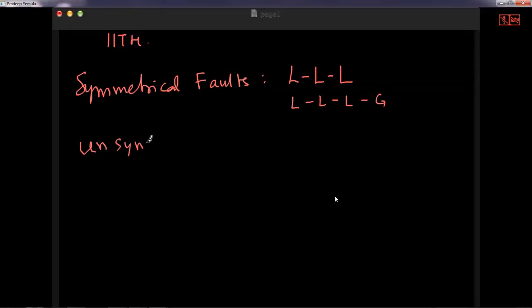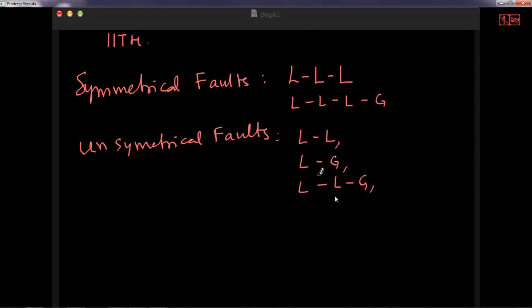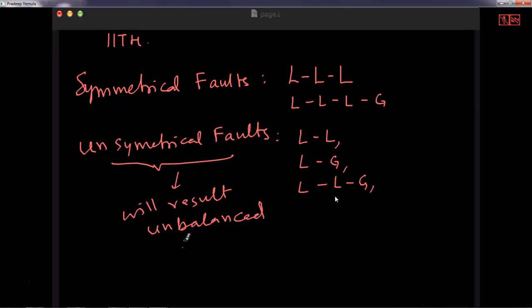So unsymmetrical faults in a three-phase system are nothing but two lines getting short circuited, or one line getting short circuited to the ground, or L and G. So this is also another unsymmetrical kind of fault. So one of the lines is getting connected to ground, two lines are getting shorted, or two lines getting shorted to ground. All these three unsymmetrical faults will result in unbalanced fault currents.